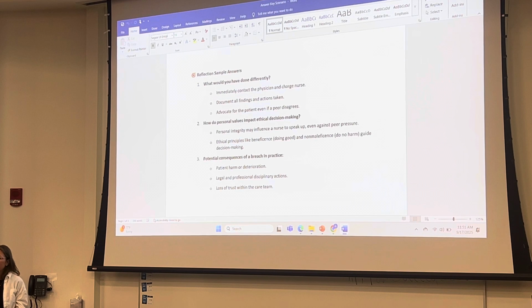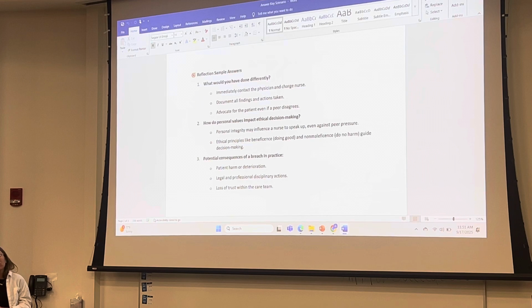And non-maleficence means doing no harm, so we know those assessment findings mean that that patient is not in comfort, they're in discomfort, and there could be potential consequences. So we don't want to do any harm.